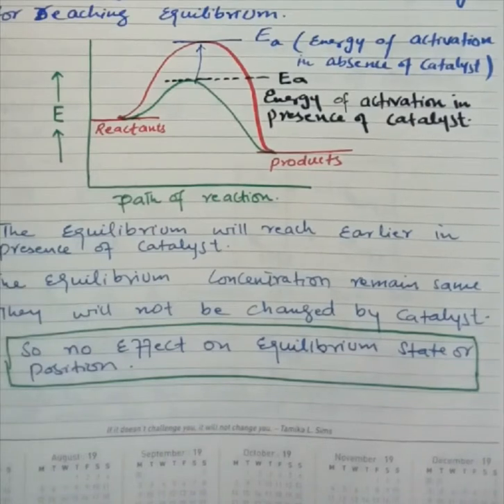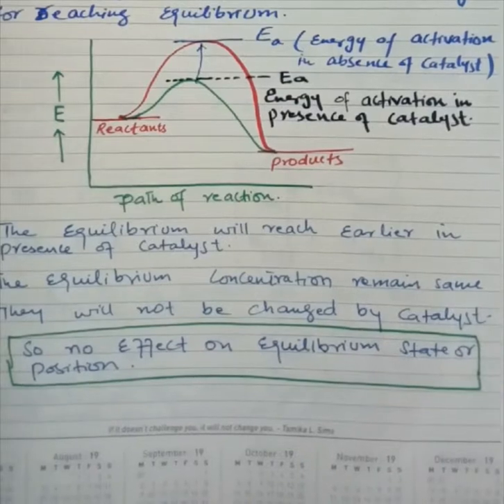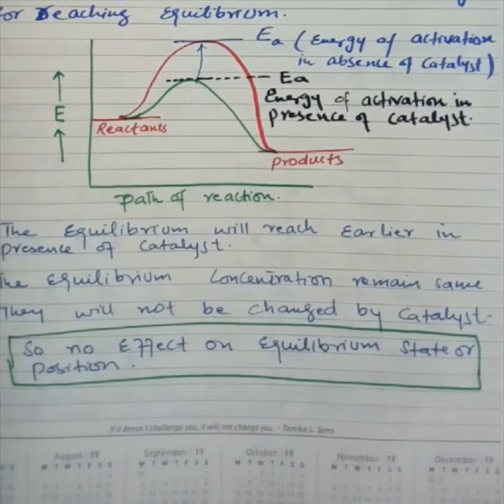Now this is all about the effect of changes brought about by temperature and pressure. Catalyst has no effect, and one is pressure, one is temperature, and one is concentration. So all these are studied in the light of Le Chatelier's principle.